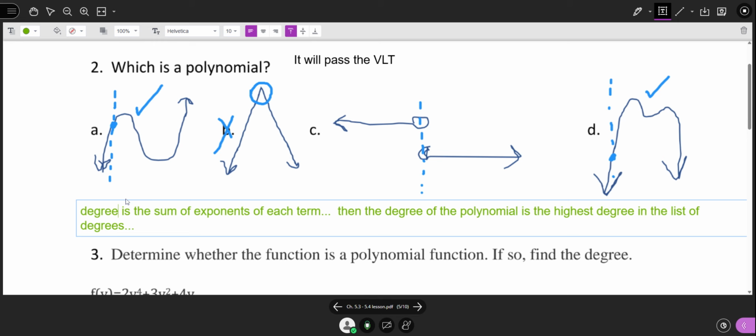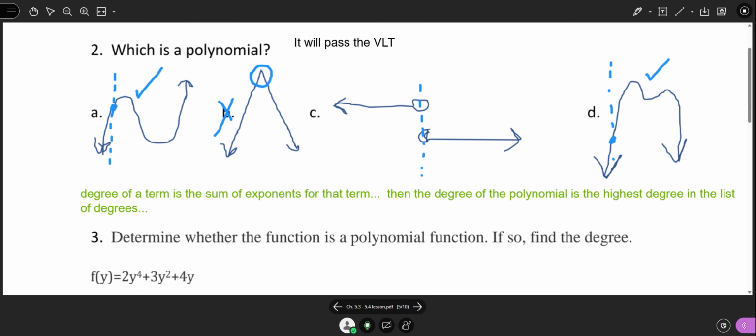Okay, I should have said it that way. Degree of a term is the sum of exponents for that term. Then the degree of the polynomial is the highest degree in the list of degrees. Determine whether the function is a polynomial function, and if so, find the degree.